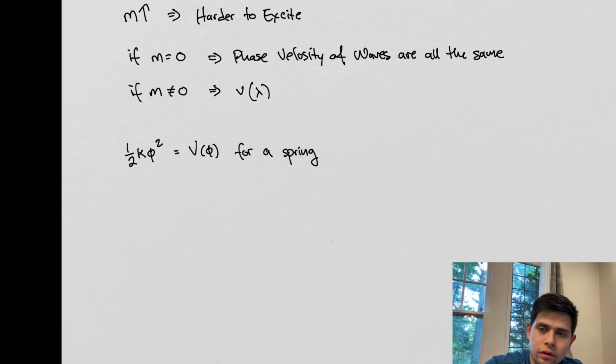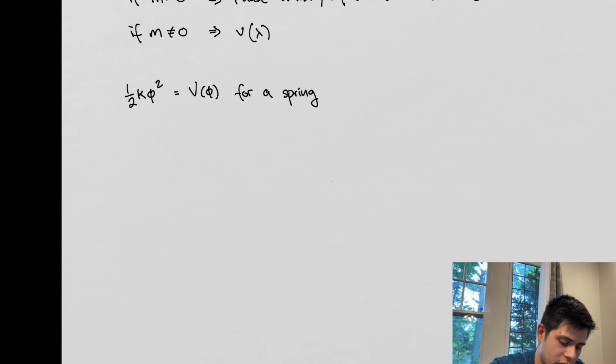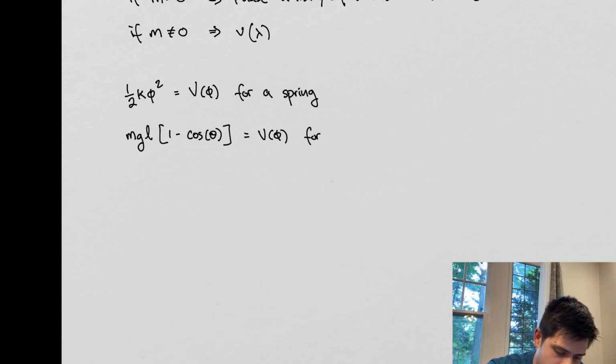Okay, well, what about, let's consider a different type of potential. Let's consider maybe the potential for a pendulum. So the potential for a pendulum, if you recall again from classical mechanics, again, if you don't recall, then this is what it looks like. It looks like 1 minus cosine this. So this is for a pendulum.